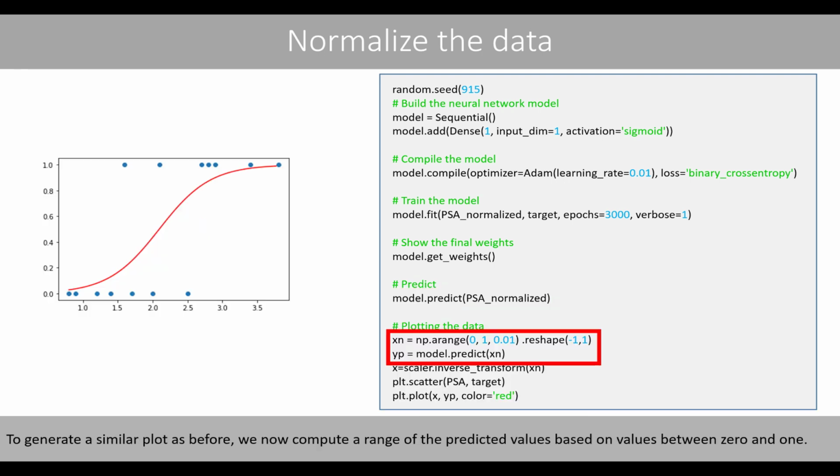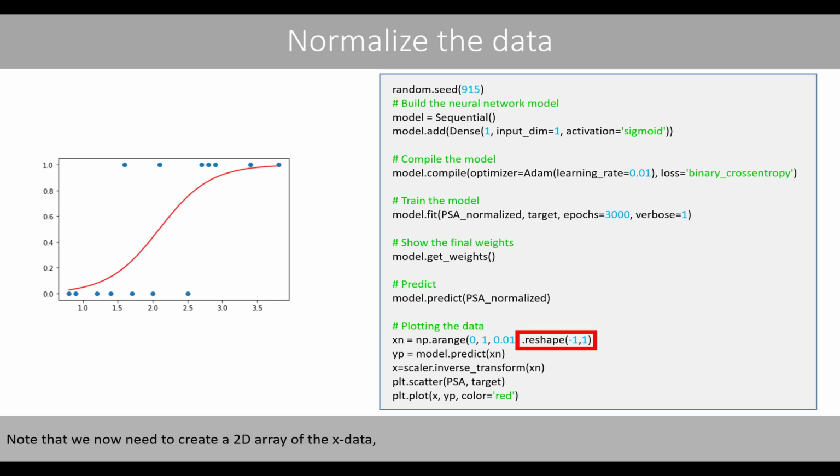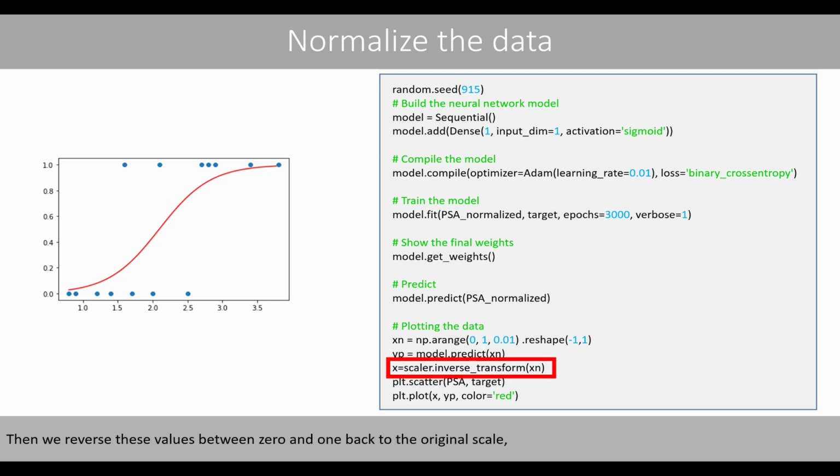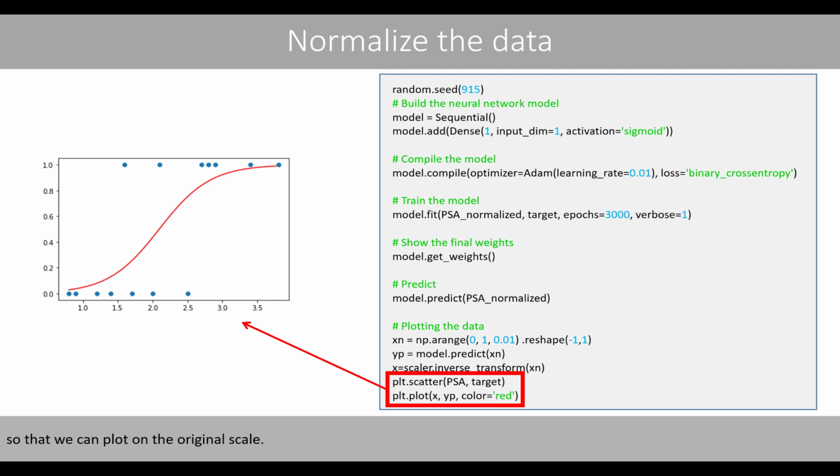To generate a similar plot as we did previously, we now compute a range of predicted values based on values between 0 and 1. Note that we now need to create a two-dimensional array of the X data, because our input data was a two-dimensional array, which is now expected by the predict function. Then we reverse these values between 0 and 1 back to the original scale, so that we can plot on the original scale.